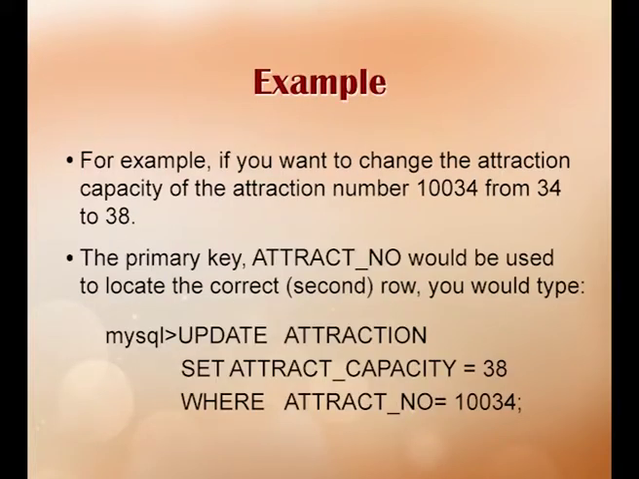If you want to change the attraction capacity of the attraction number so and so from 34 to 38, I want to change the capacity of that attraction. So the primary key is attraction number. So I have to give an SQL command: update attraction set attract capacity equal to 38, where I am using one condition, wherever the attraction number is 10034, that I am setting it to 38. So in this way I can use the update command.